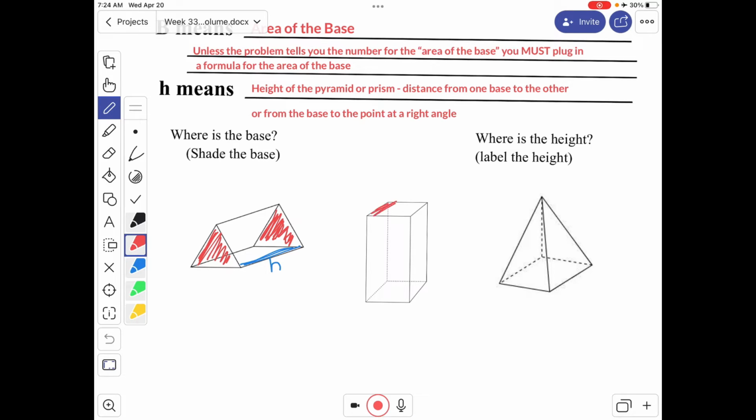On this one, usually they tell you where the bases are, since all the sides are parallel to each other. We're going to label the base as the top and the bottom. Then the height would be the distance between them.